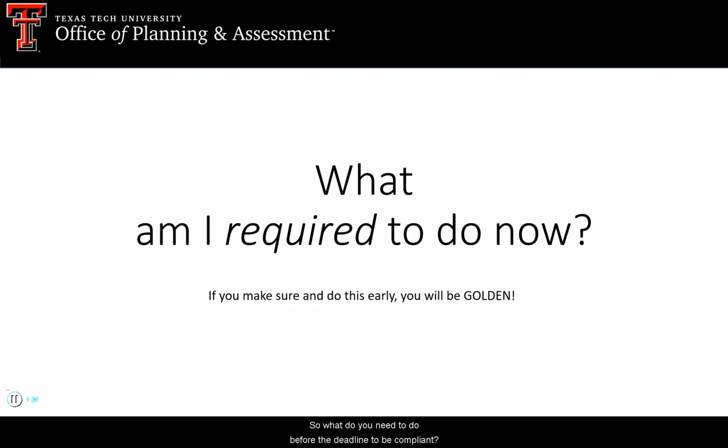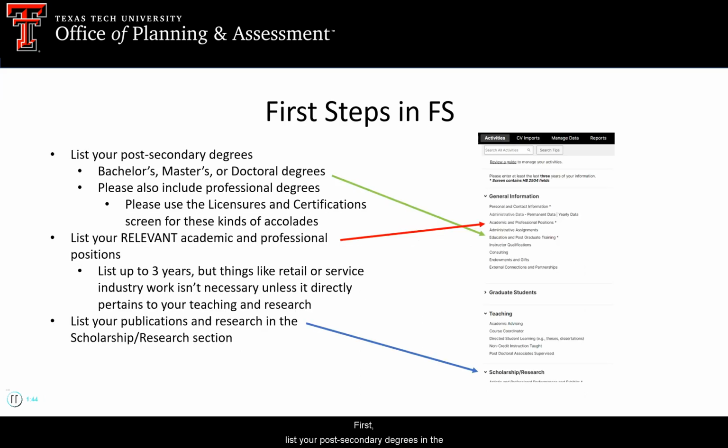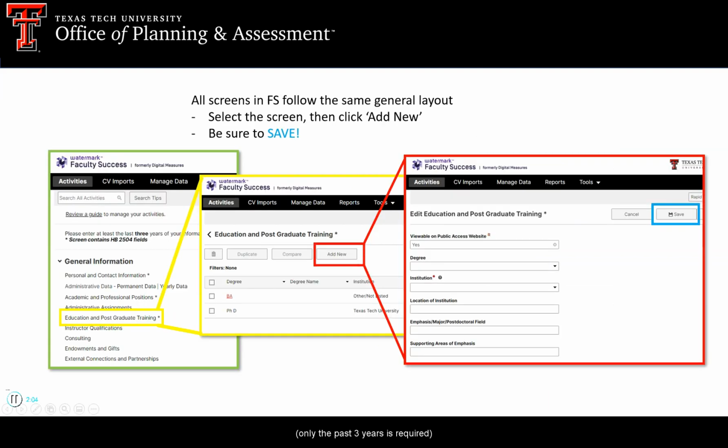So what do you need to do before the deadline to be compliant? If you write this down and do it later, you will be golden if you make sure and do it early. First off, you need to make sure and list your post-secondary degrees in the education and postgraduate training section. You also need to list your relevant academic and professional positions. We suggest 3 years, that's the requirement from House Bill, but list anything that you want to be represented. This is your way of representing yourself. List your relevant publications as well in the scholarship and research section. Only the past years, again, the past 3 years is required.